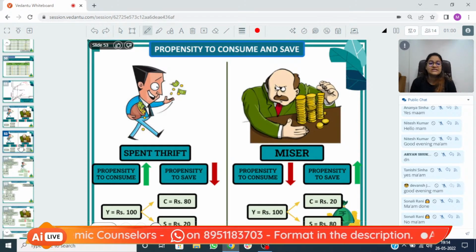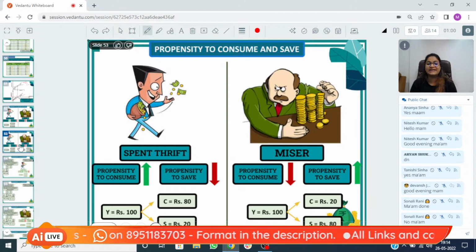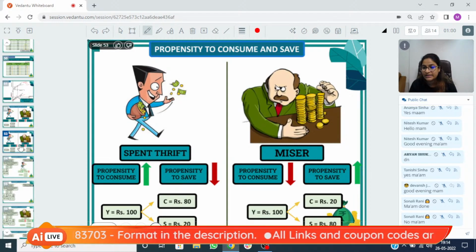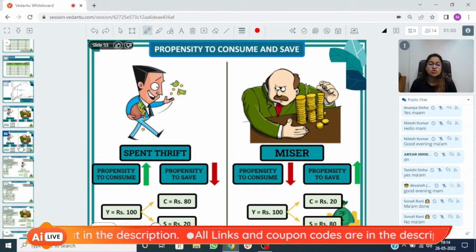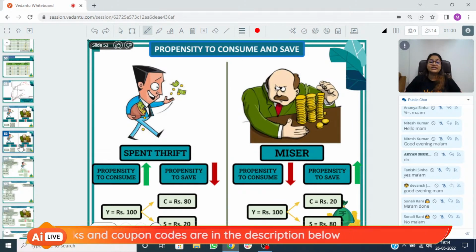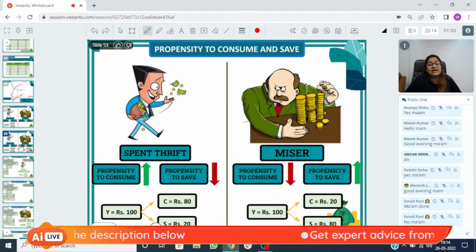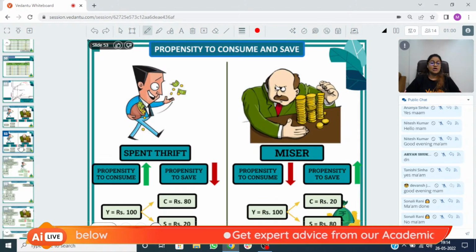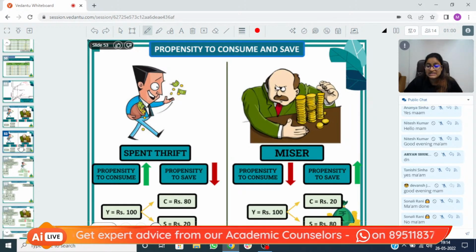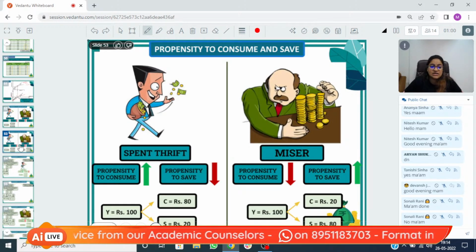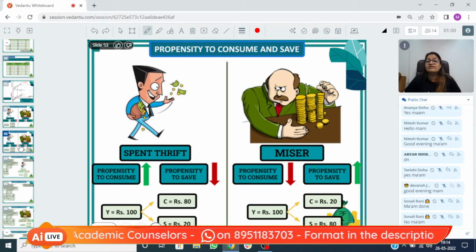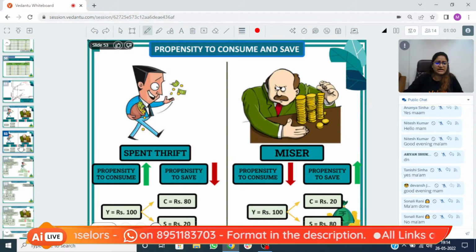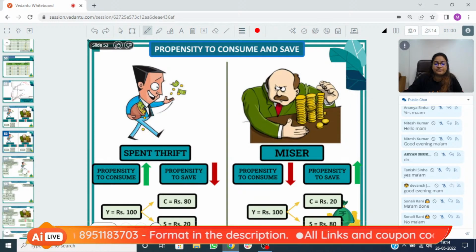Propensity means possibility, tendency, probability of a person to spend. So what is propensity to save? What is a tendency to save? What is a propensity to consume? So a spendthrift will probably spend more, save less. A miser will consume less and will save more. Correct everyone?